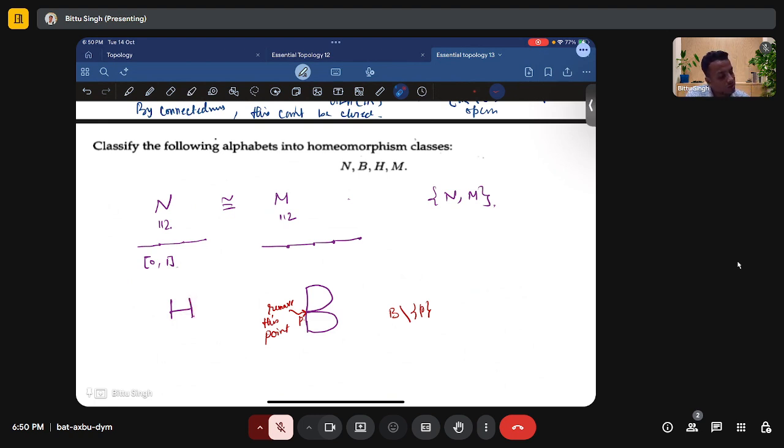So B and H are not homeomorphic. B and N are also not homeomorphic by the same kind of reasoning. For example, if we remove this point, this will remain connected, but whatever point we remove, N and M will be disconnected. So one class is N and M, another class is H, another class will be B.